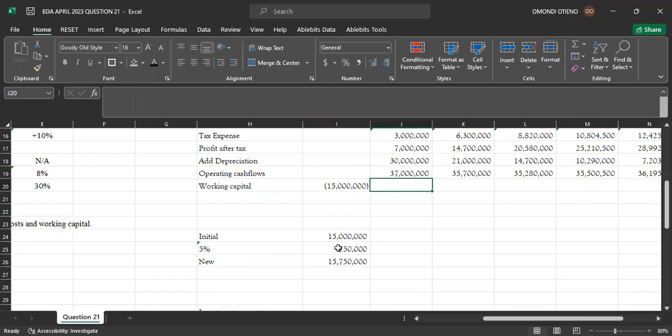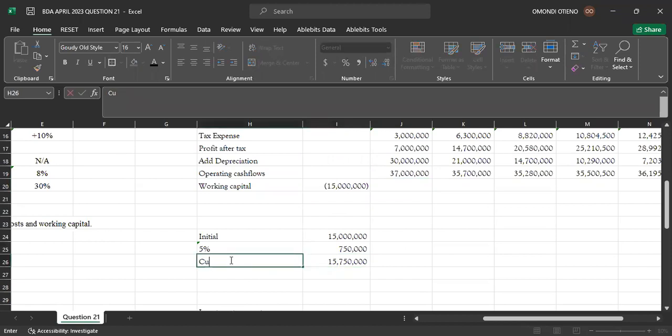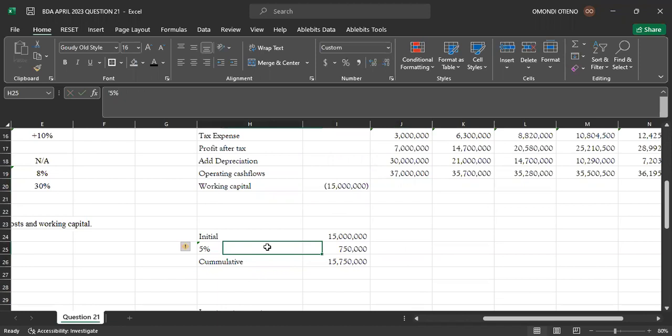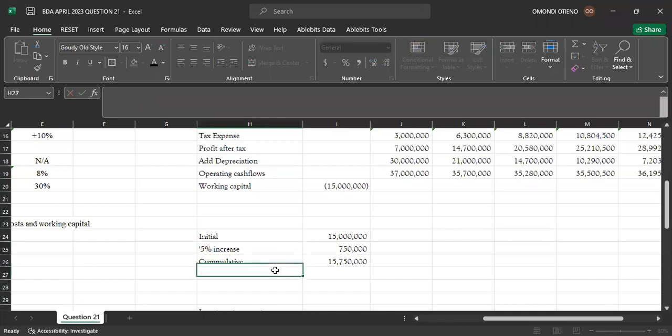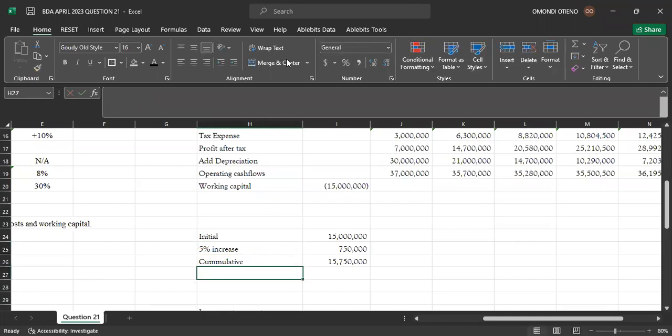Is it the increase or the new value or the cumulative? Remember, this now is what we call cumulative. I want to use that term because it resembles what we did in the other question. Are we going to take the increase? So this 5% is the increase. Are we going to take the increase or the cumulative cash working capital?